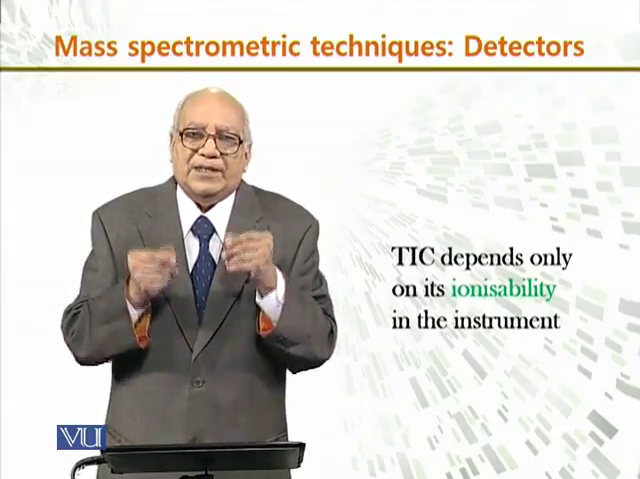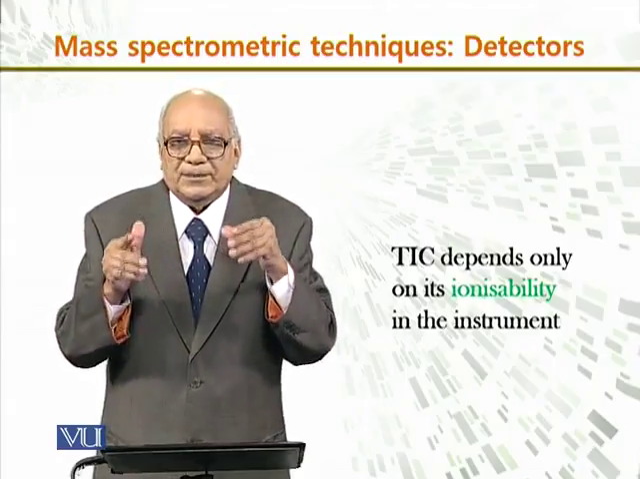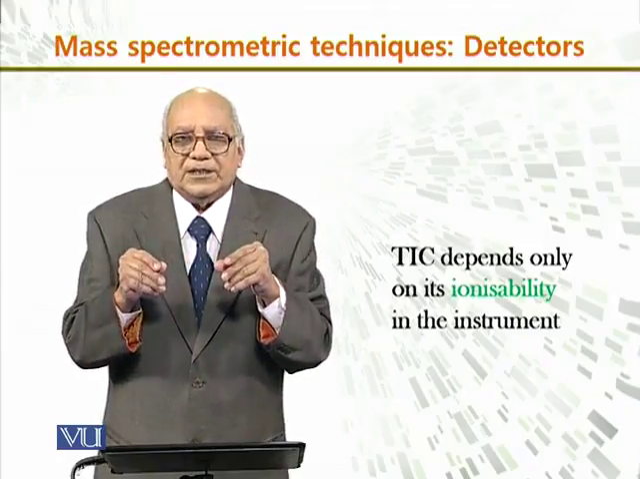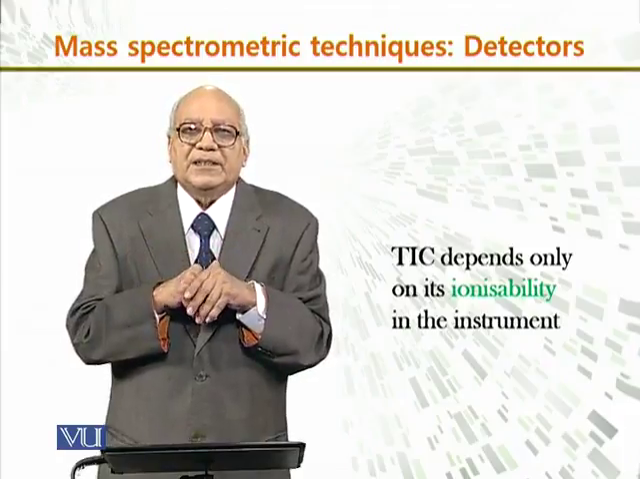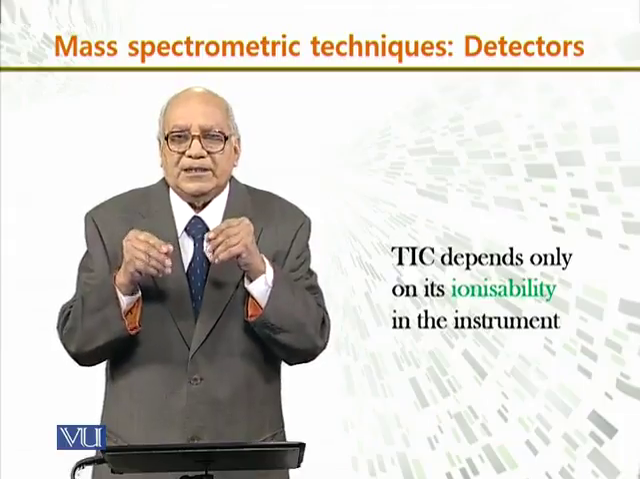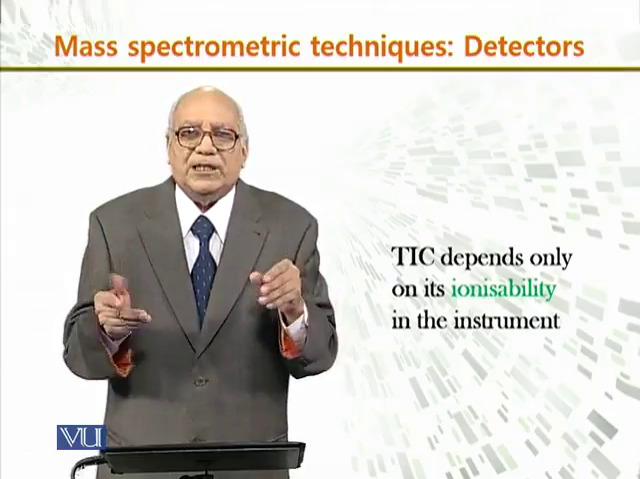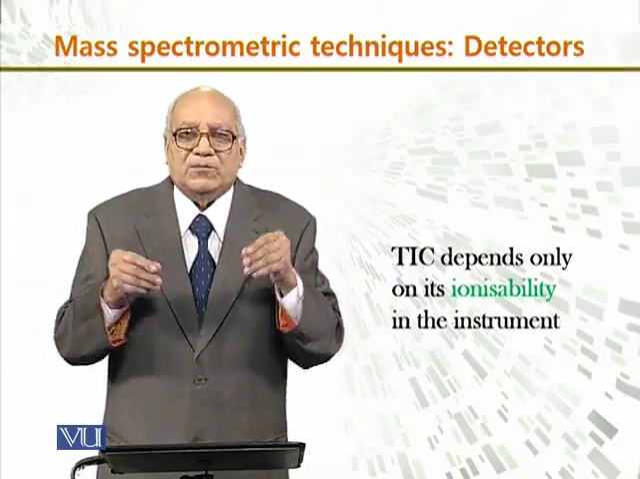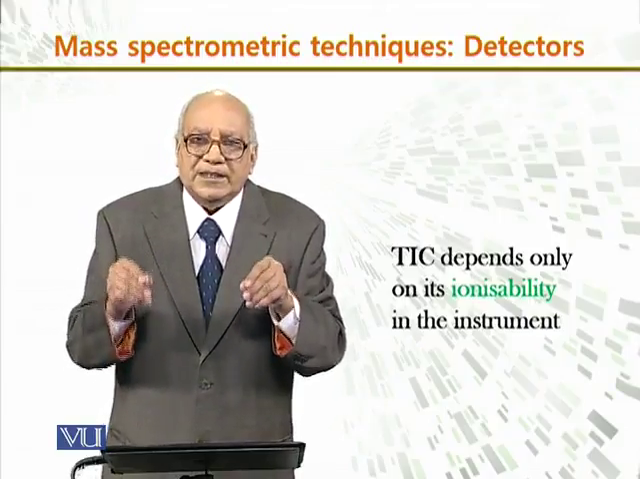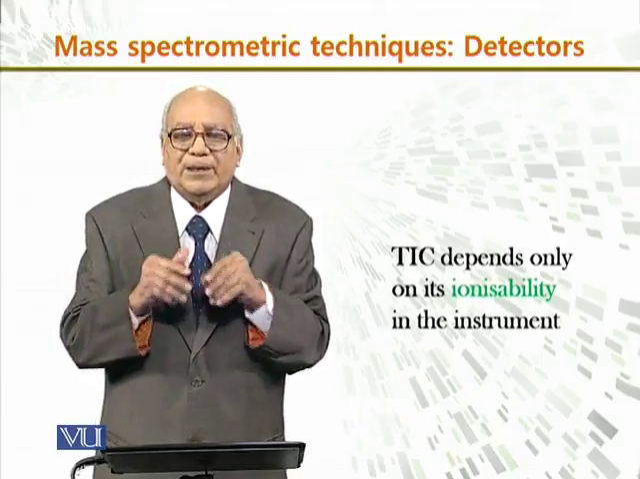Now, total ion current depends on the ionizability in the instrument. That is, this current depends upon the ionizability of the substance which we have placed in the instrument. Whatever the ionization capabilities of that material are, total ion current is, as a matter of fact, dependent on that.